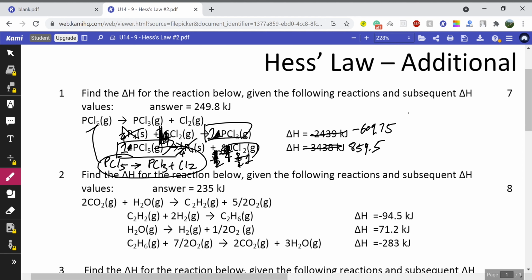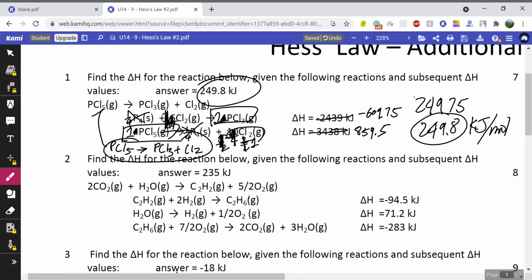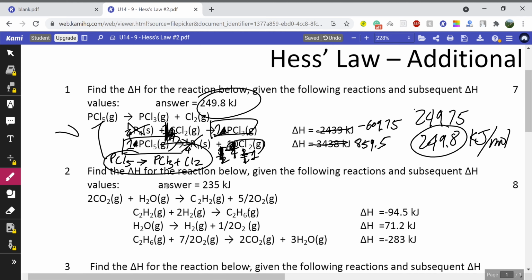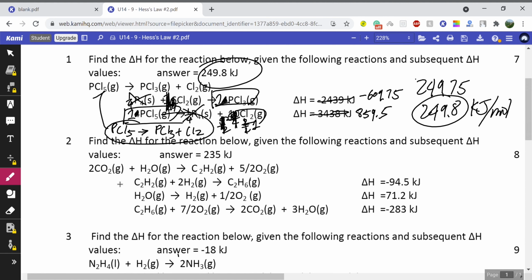Now to find the total deltaH reaction, we'll be adding our deltaH together from our steps. So 859.5 plus negative 609.75 gives us an answer of 249.75, which rounds to 249.8, which matches our answer. And make sure you don't forget our units, kJ per mole. Now, if you didn't understand how this works, don't worry, because we're going to be doing 11 more examples.